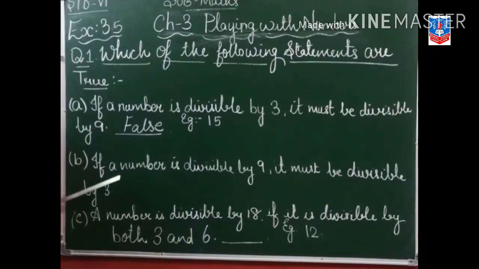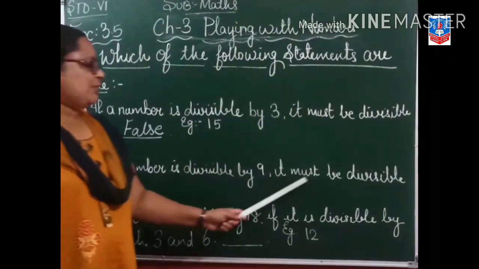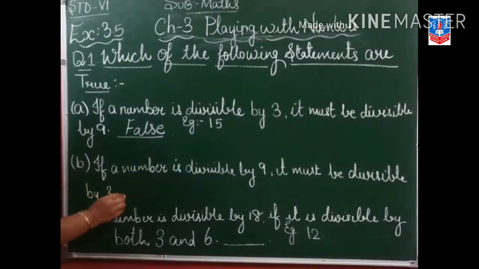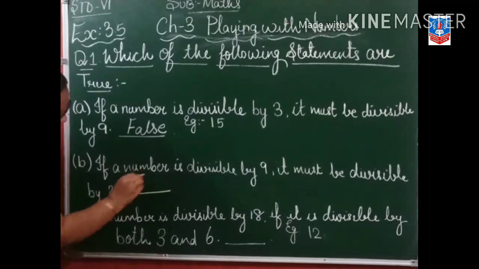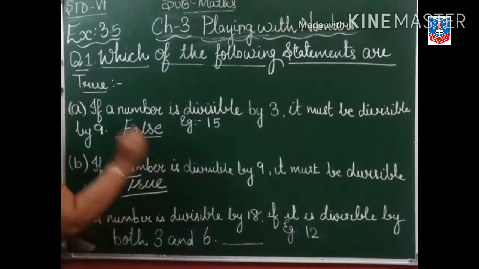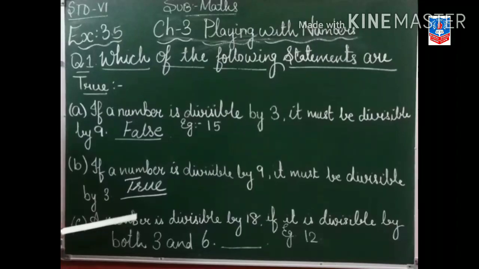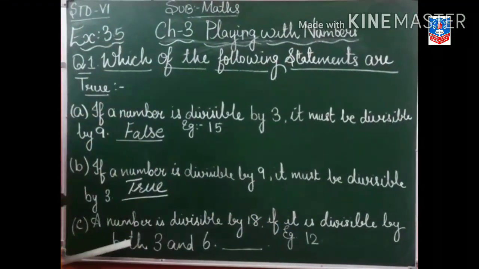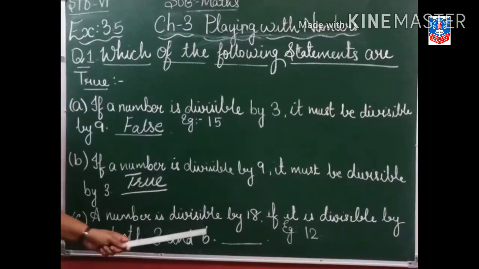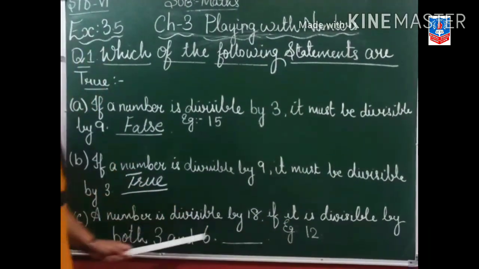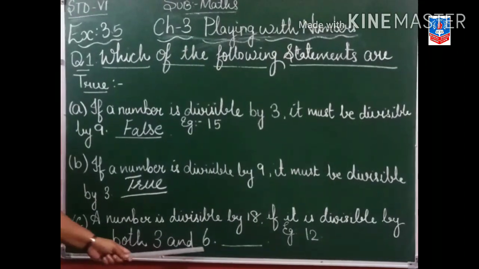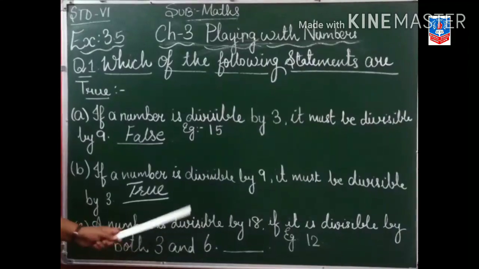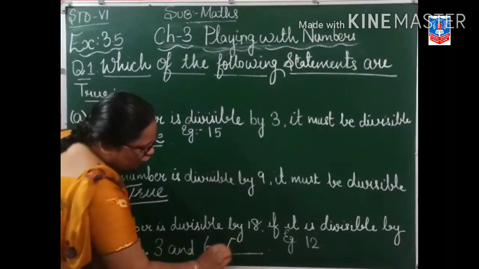Second, if a number is divisible by 9, it must be divisible by its factors. Yes, this statement is true. Third, a number is divisible by 18 if it is divisible by both 3 and 6. See, 12 is a number. 12 is divisible by 3 and 6, but it is not divisible by 18. That means this statement is false.